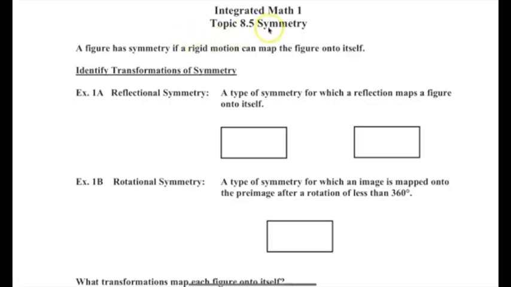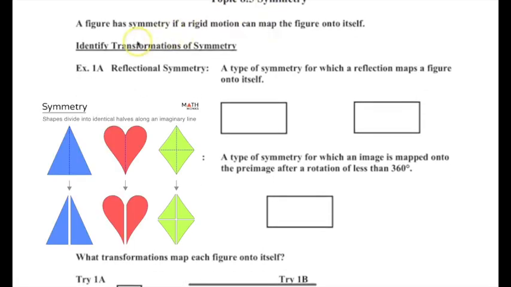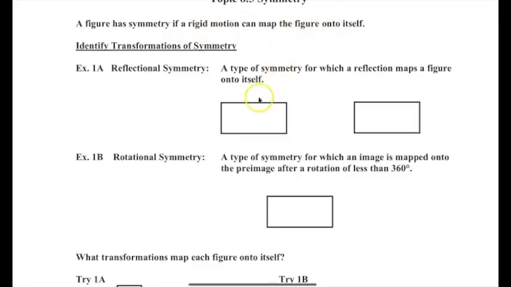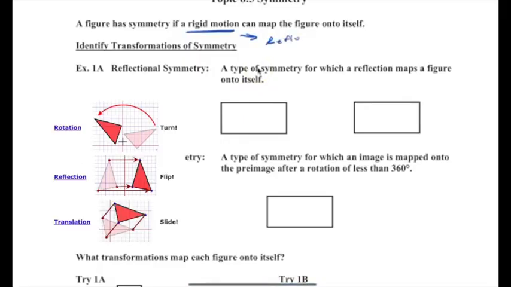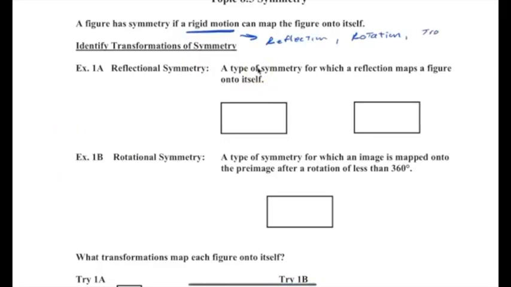This lesson we're going to talk about symmetry, different types of symmetry. A figure has symmetry if a rigid motion can map the figure onto itself. If we can move it and have the same picture again, then we consider it symmetry. Remember, our rigid motions are reflections, reflect it, and rotations. And the other one we had was translation, slide. Now, translation does not give us symmetry because once you slide it, it's going to be in a different spot.